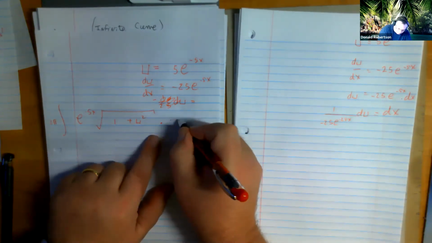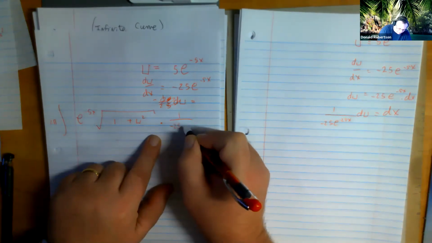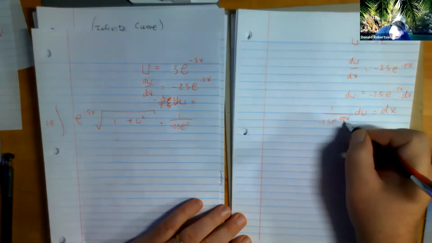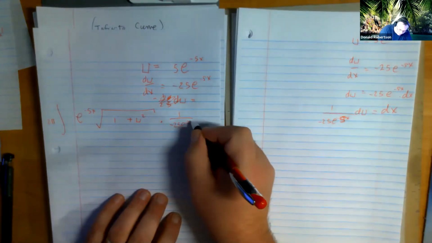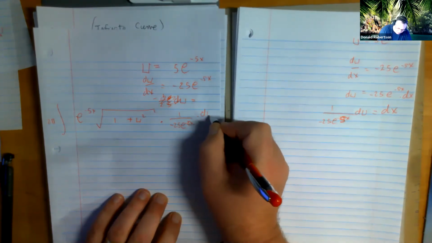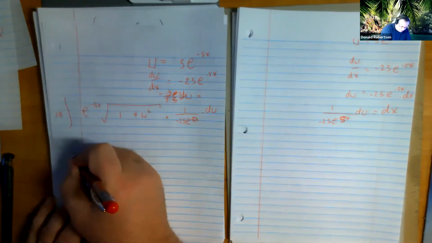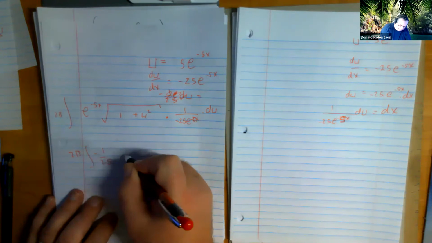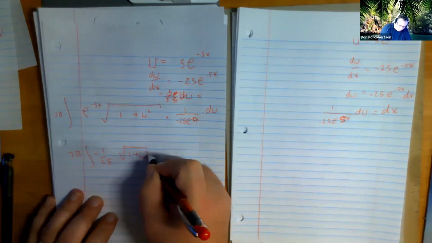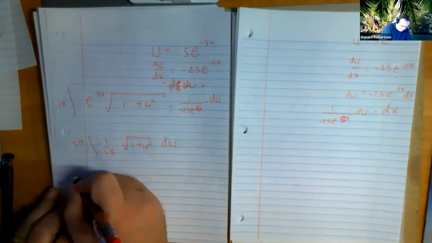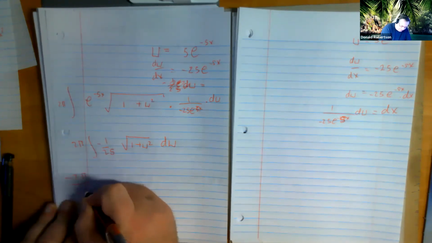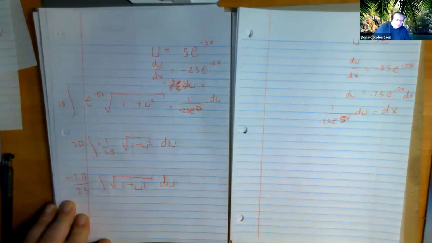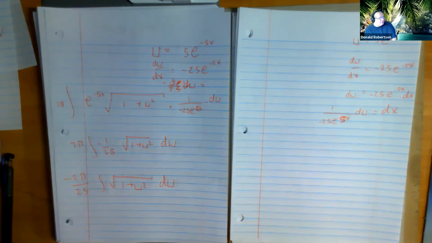So you get 1 over negative 25 e to the negative 5x du. Those cancel, and you are left with a negative 1/25th square root of 1 plus u squared du. I'm going to suck out that negative 1/25th and get that guy. Do you see that that guy is from the tables?